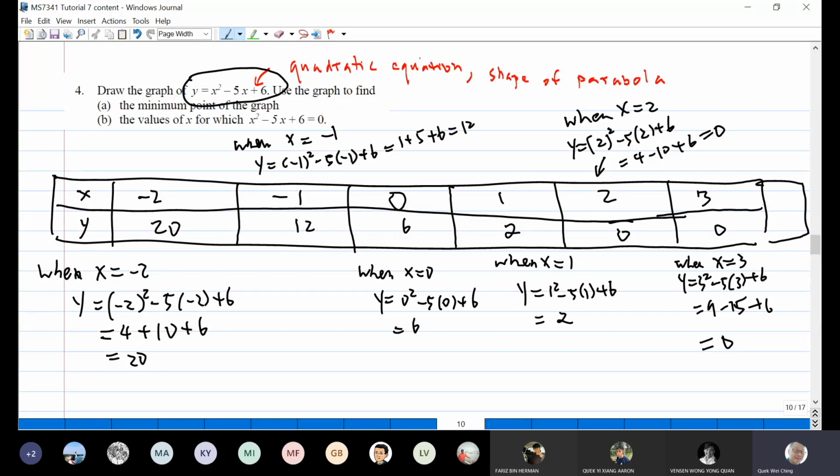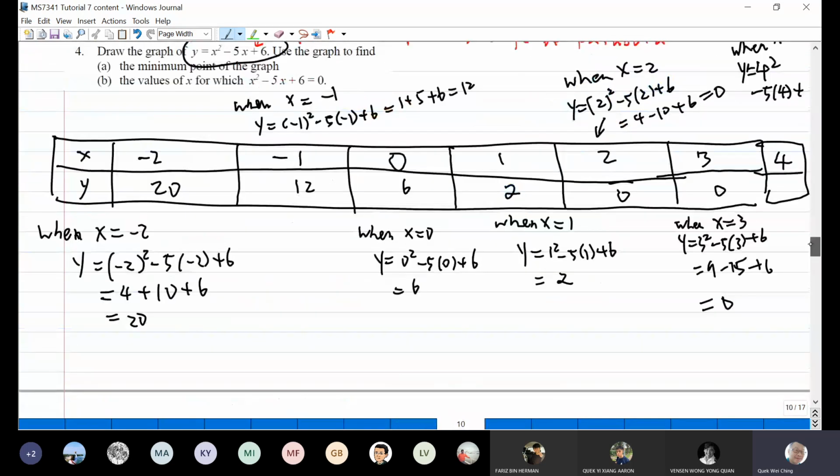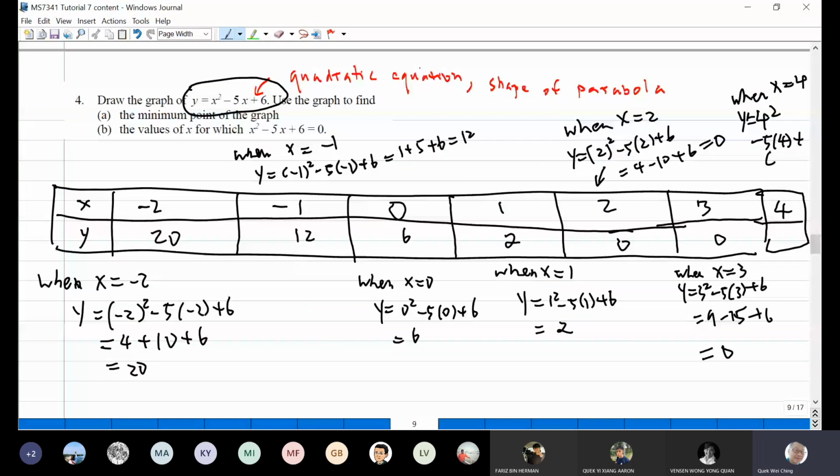So one more point. Okay, so when x equals 4, then y equals 4 squared minus 5 times 4 plus 6 now. So it's 16 minus 20 plus 6 equals 2.